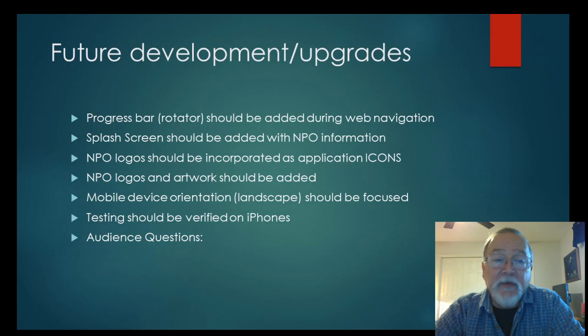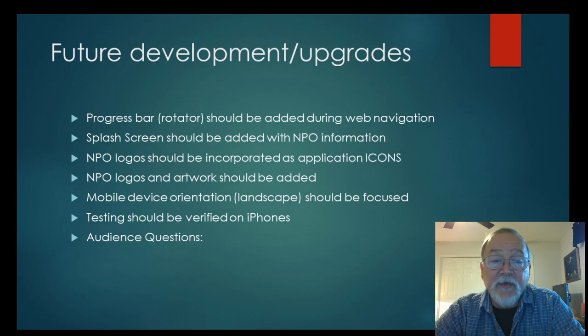Future development and upgrades that it needs is a progress bar. A rotator should be added during web navigation, so that on slower phones, people understand that it hasn't frozen up, but it's in fact transitioning. The splash screen should be added with the nonprofit information on it. Some NPO logos should be incorporated as application icons so that people realize it's a food app when they're clicking on it. The NPO logos and artwork should be added throughout the application itself. I think you actually need permission from the nonprofit to do such a thing.